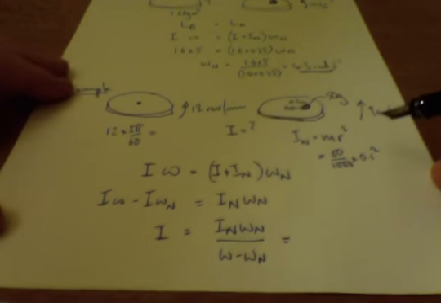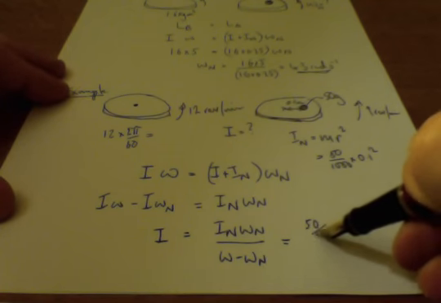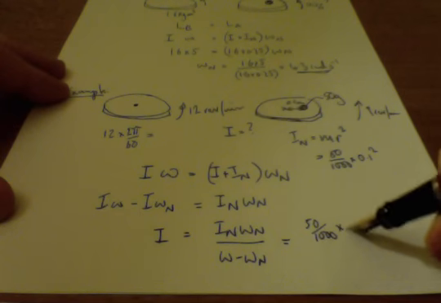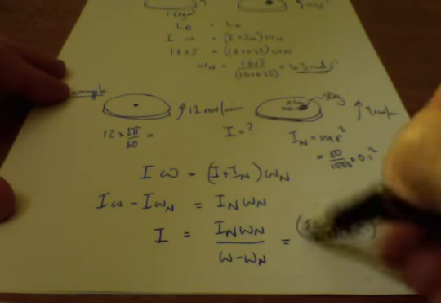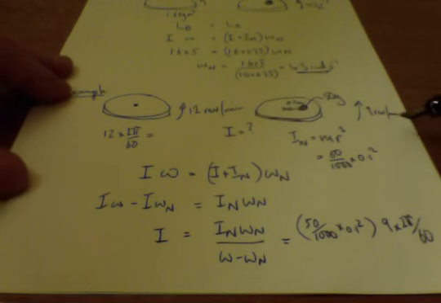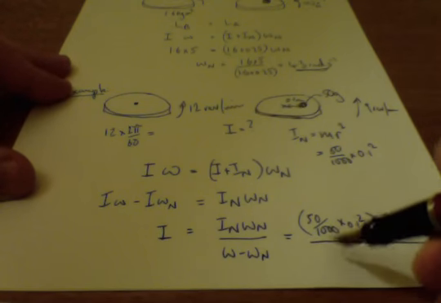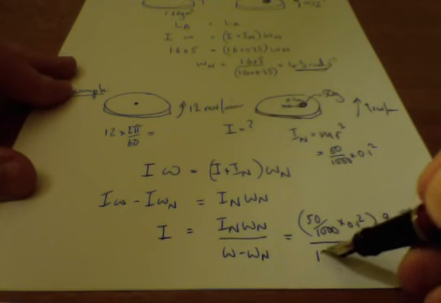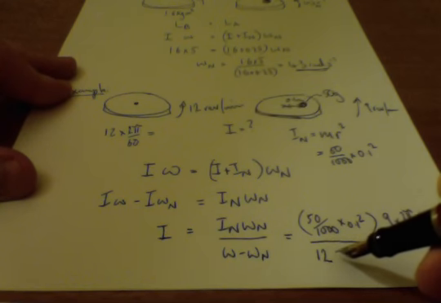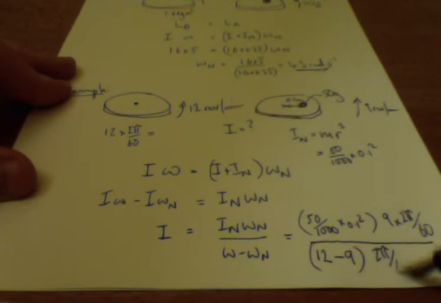Good, and that gives us in turn, the new moment of inertia is going to be 50 over 1,000 times 0.1 squared. Omega nu is 9 times 2 pi over 60, because I'm converting revs per minute into rads per second. And I divide that by omega, which was 12, minus 9, and let me factorise out the 2 pi over 60. That drops out, as I said before.